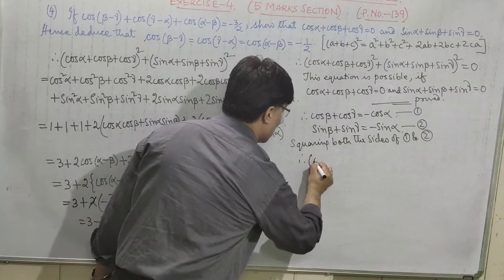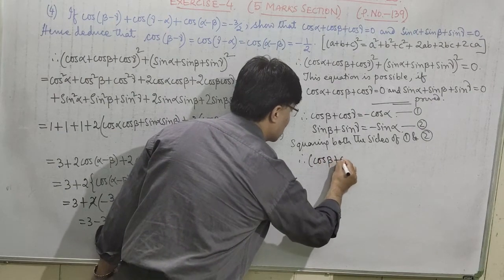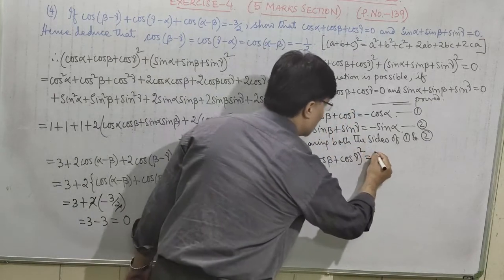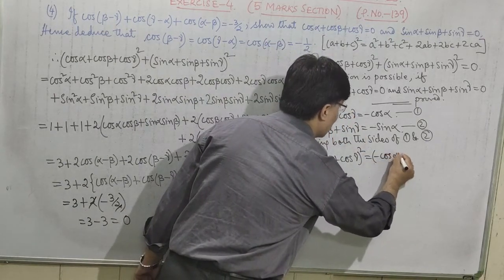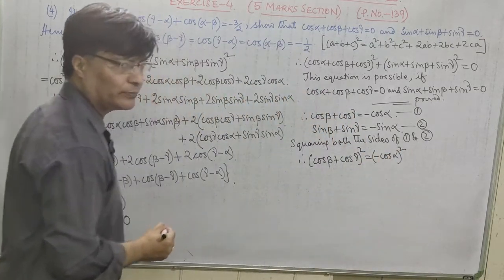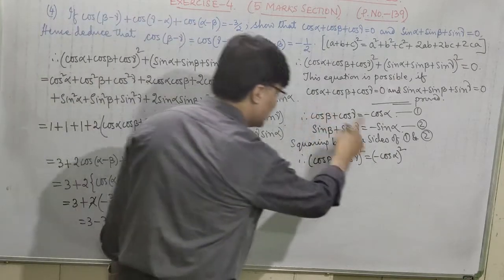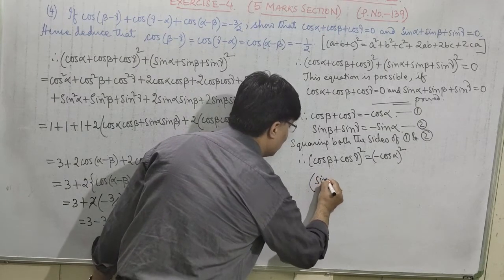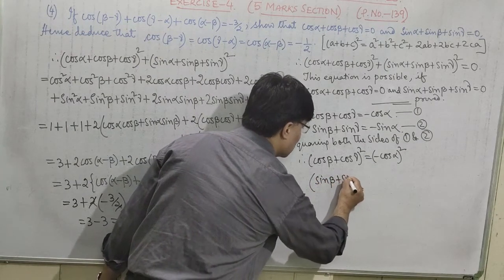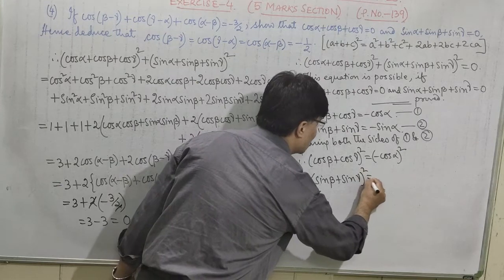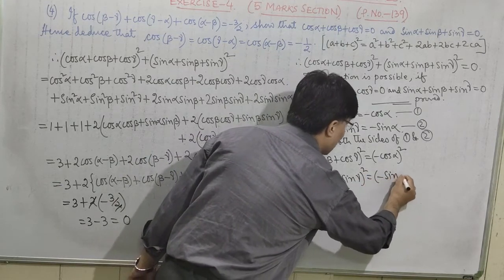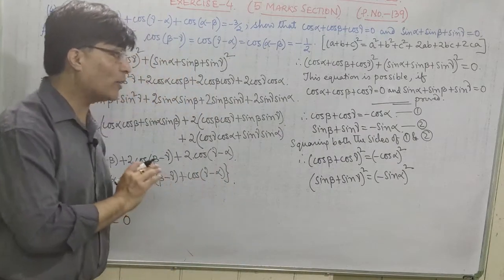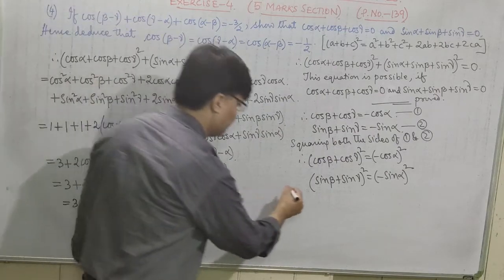So it is cos beta plus cos gamma whole square is equal to, now this is minus cos alpha whole square, right? Similarly, you square both the sides of number 2, that is sine beta plus sine gamma whole square is equal to minus sine alpha whole square. Is that clear? So we have squared both the sides of number 2 also.